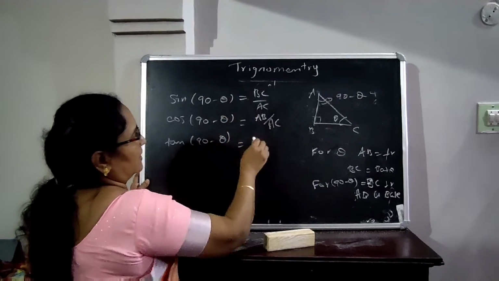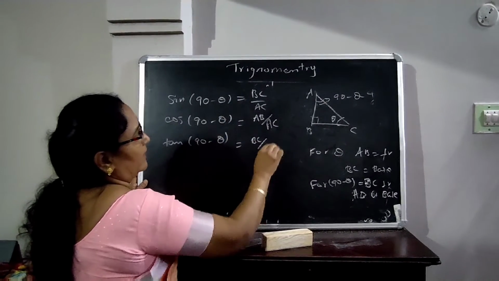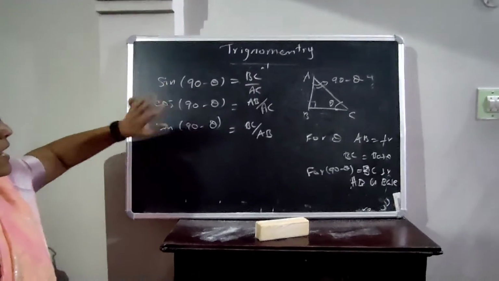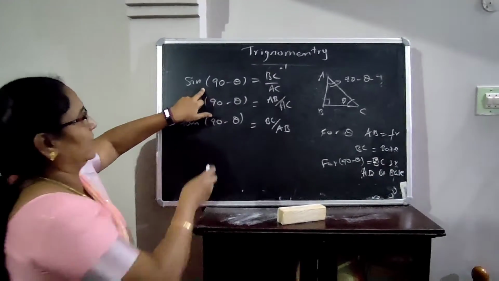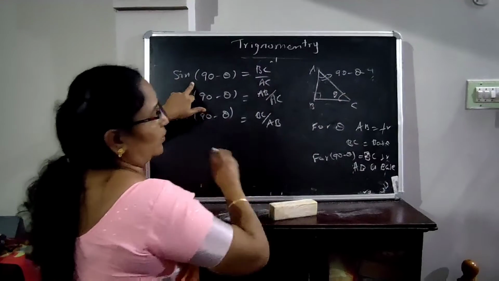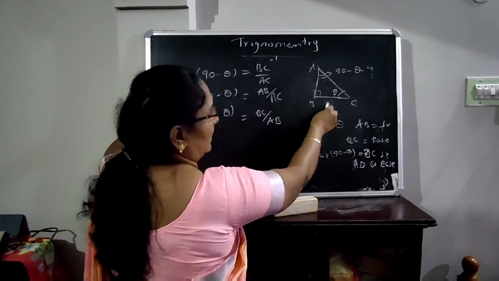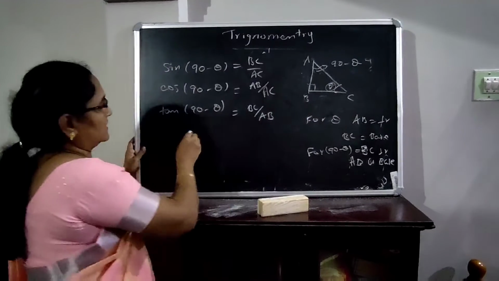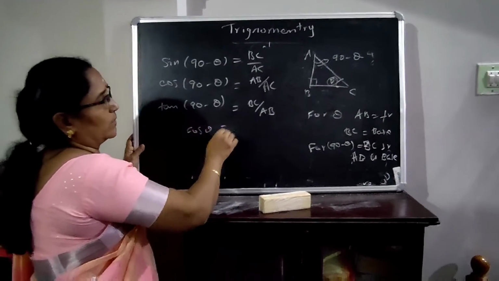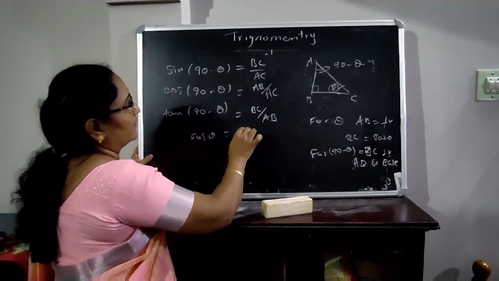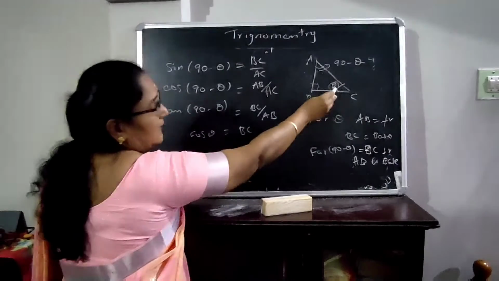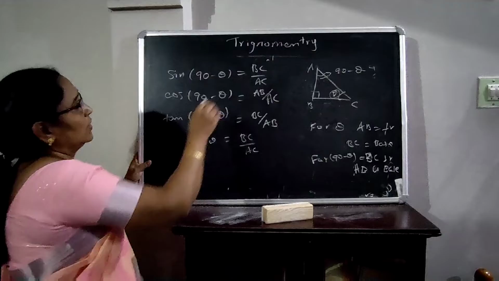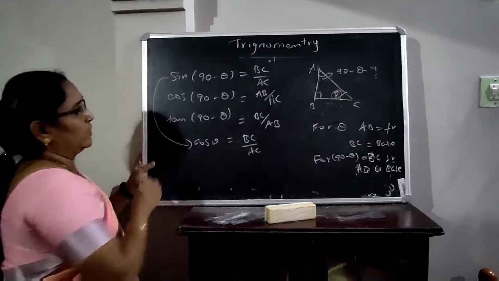Tan of 90 minus theta is BC divided by AB. I want to compare the 90 minus theta and theta values. So what is the value of cos theta? Using theta, cos theta is base divided by hypotenuse. For theta, BC is the base, so cos theta is BC divided by AC.